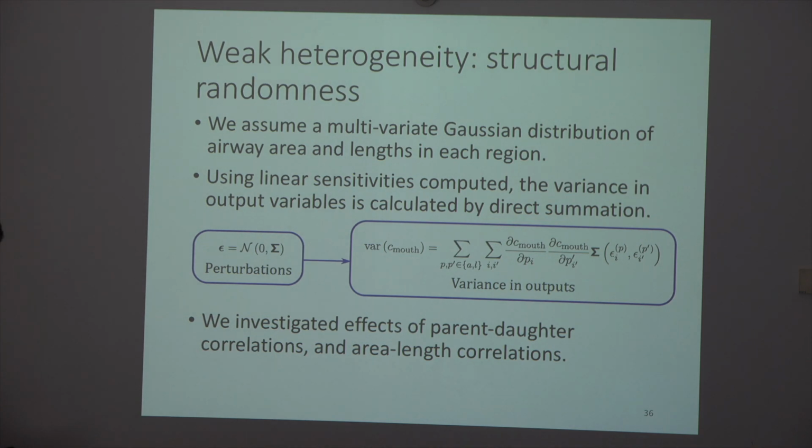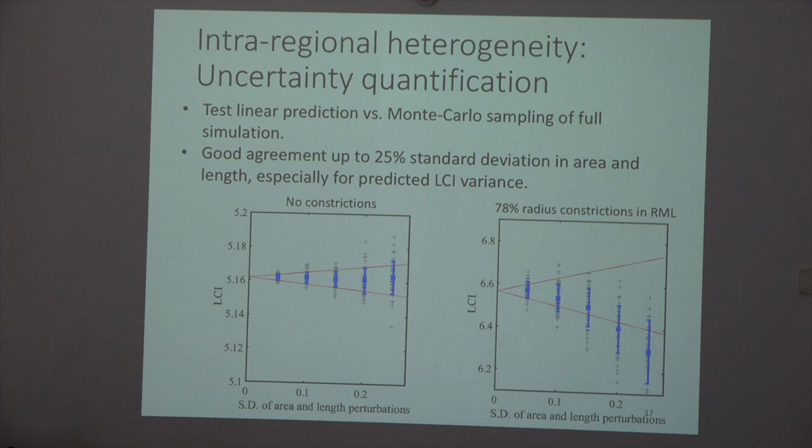Okay, so we could just have an independent normal distribution, but we also looked at the effects of correlations as well. And so here is an example where we randomly put independent variations in the radius and length of all the airways, and each cross is a full simulation of the case, and the blue dot is the mean plus or minus some standard deviation, and the red lines are our prediction from our linear theory based on essentially a single simulation. And you see that in the case where there's no constrictions present, our prediction is really good.